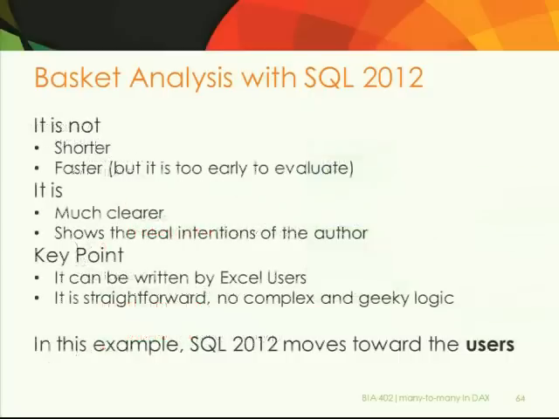Okay? Thus, basket analysis can be done with SQL 2012. It's not shorter, but it's clearer. It's not faster. It should be faster, but I don't have clear numbers here. I have not seen it because we are in the CTP version, so it's too early to evaluate speed, but it's much clearer. And I expect an Excel user, after some time, to be able to write such a formula, the version with USERELATIONSHIP, of course. Okay?